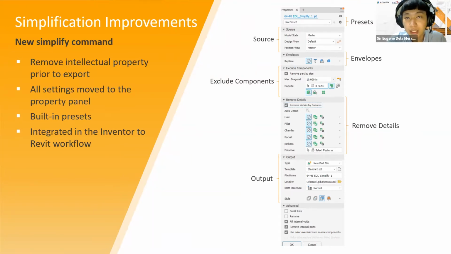So as you can see here, we can pick our source from our model states, from our design views or position views. We can replace components with envelopes. We can exclude components. We can remove details such as holes, fillets, chamfers, and so on. But ultimately, now we can output a native Revit file, to participate in BIM, what we call the .rvt. So here we can see the capability of Inventor to do detailed as well as simplified designs.